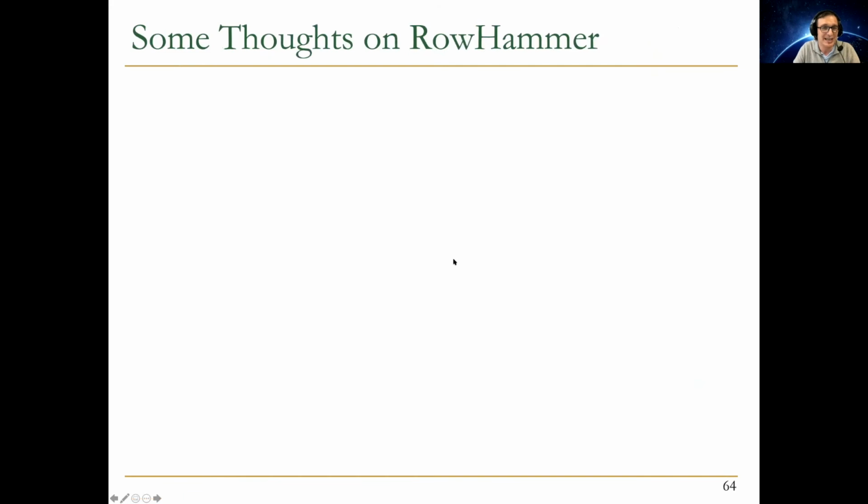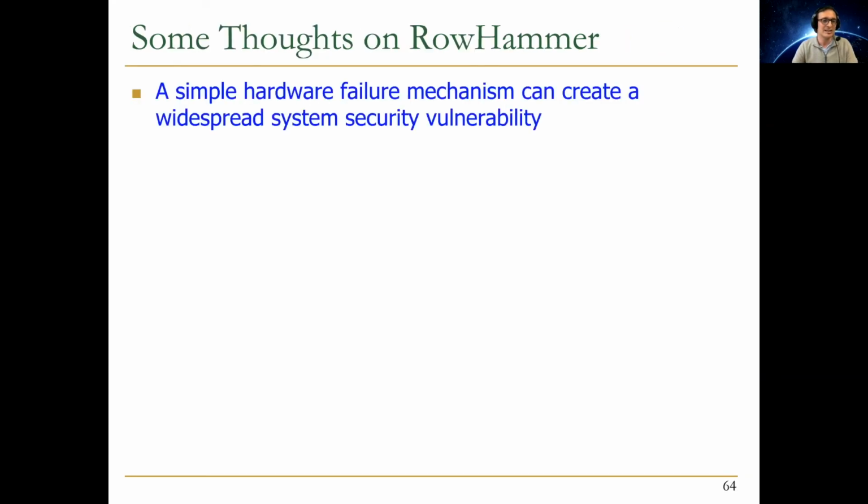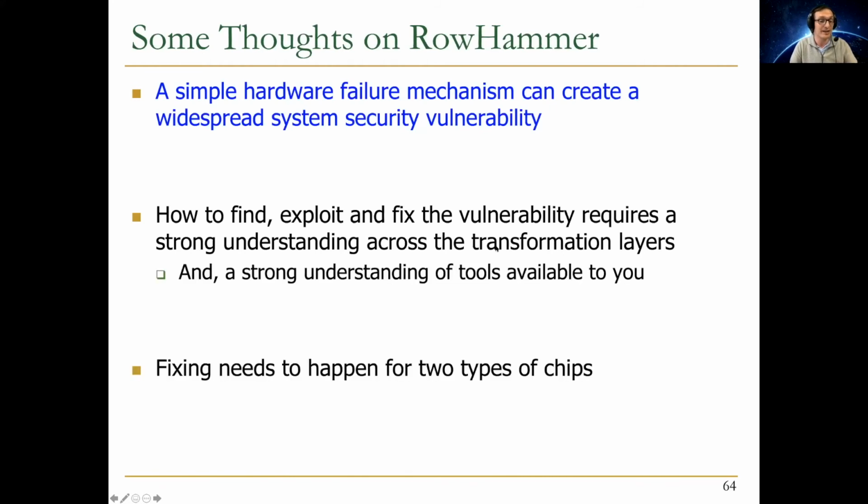But unfortunately, at some point, DRAM manufacturers said, okay, we solved the problem. It's secure. And then Intel disabled the solution in their memory controllers. But it turns out, as I discussed yesterday, the problem was not solved, right? Okay, so let me give you some thoughts. This is a simple hardware failure mechanism that can create a widespread system security vulnerability. How to find, exploit, and fix the vulnerability requires a strong understanding across the transformation layers and a strong understanding of the tools available to you.